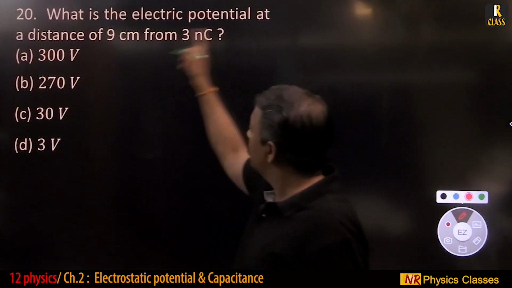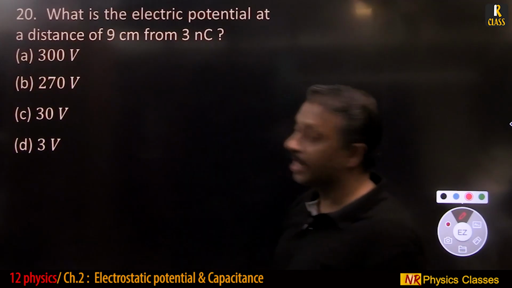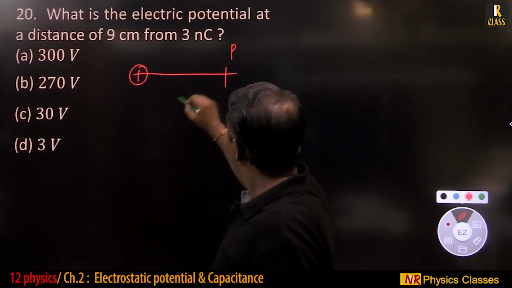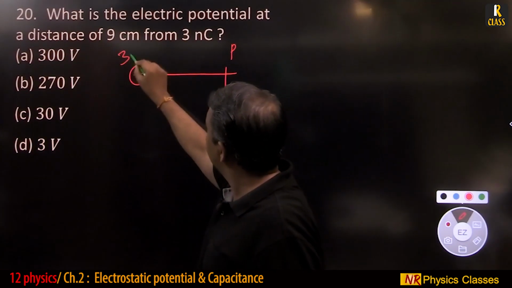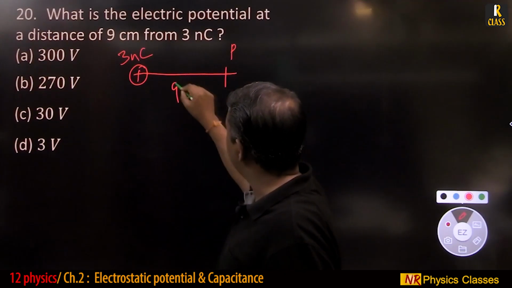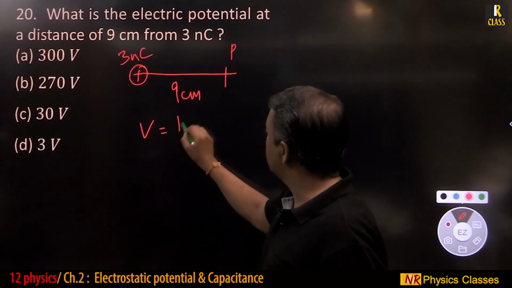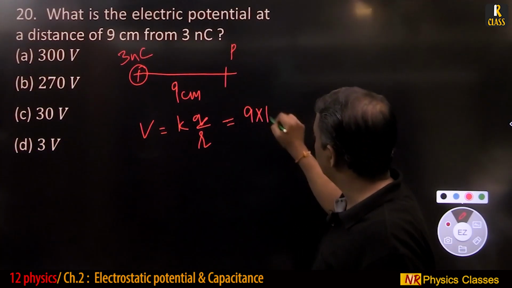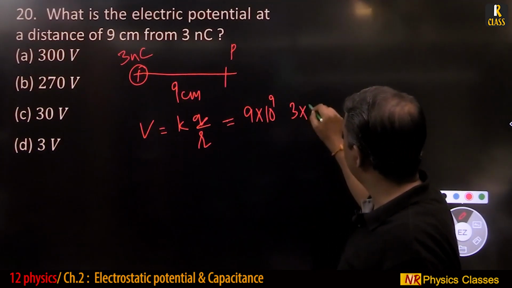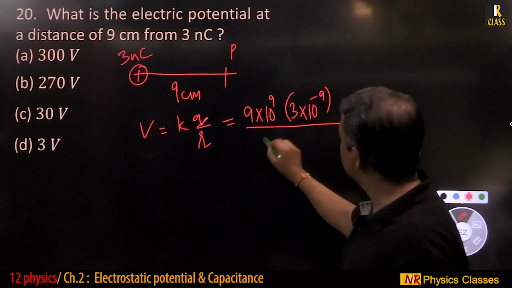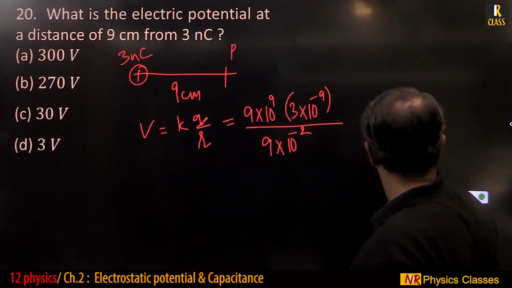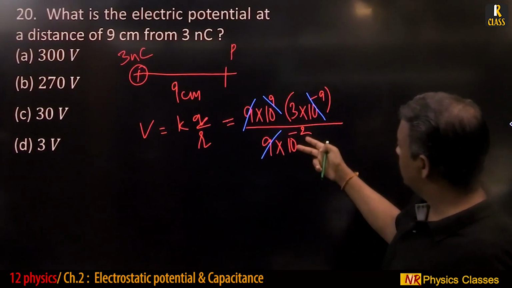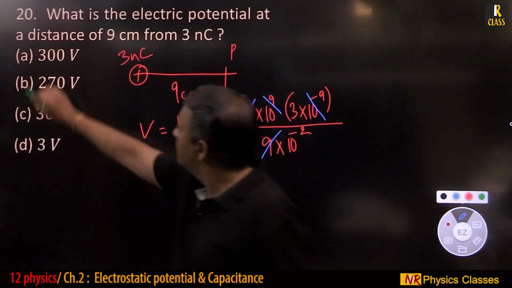What is the electric potential at a distance of 9 cm from 3 nanocoulomb? Direct question, isn't it? Some charge, some point, find the potential. The charge is 3 nano, the distance is 9 cm. So potential is constant times Q by R. The constant is 9 × 10^9, the charge is 3 × 10^-9, divided by the distance 9 × 10^-2. The 9s cancel, and this cancels, leaving 3, with 10^2, so it is 300 volt.